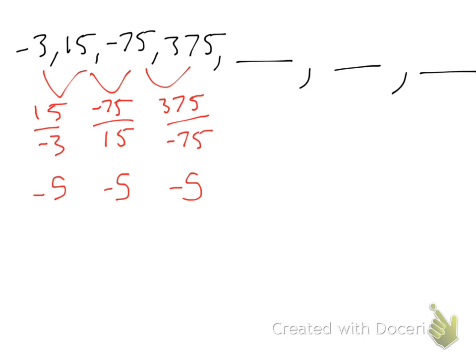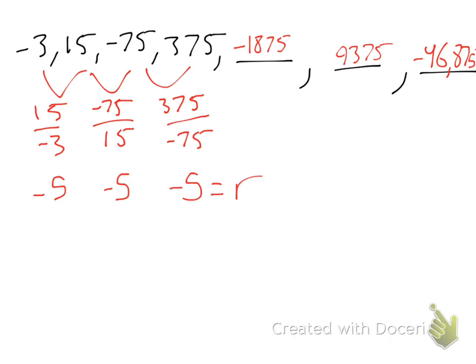So we know that the common ratio is negative 5, which means to go from 375 to the next term, I multiply it by negative 5, which is negative 1875, and then it becomes positive 9375, and then it becomes negative 46875. Here we go. Guys, that's not so bad, is it?